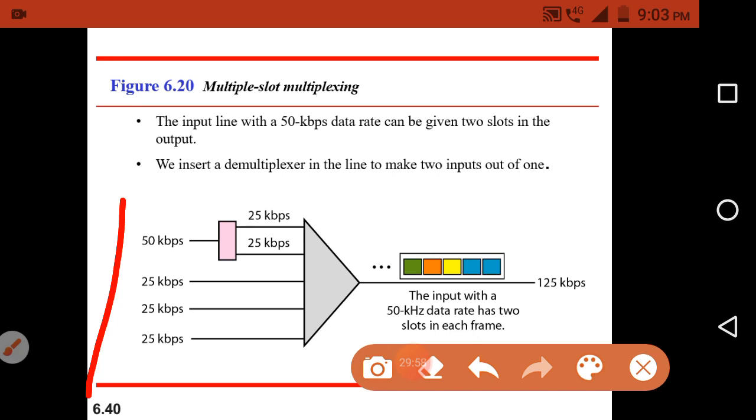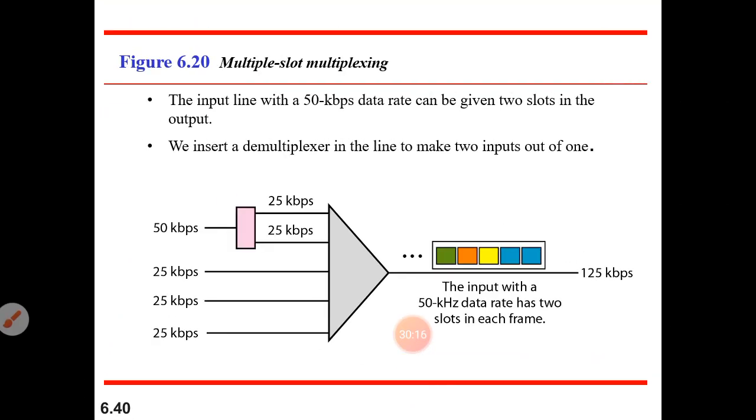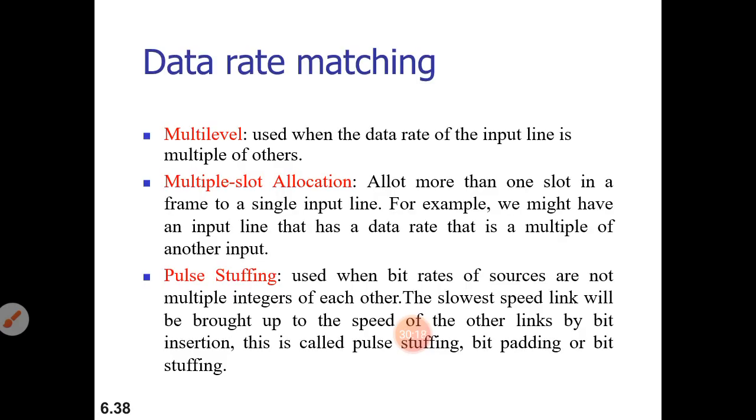That is what we call multiple slots. Multiple slots means we demultiplex 50 kbps into 25 kbps, and we also need to allocate two slots for the one input line. That is why we call it multi-slot multiplexing. So this is multi-slot multiplexing.